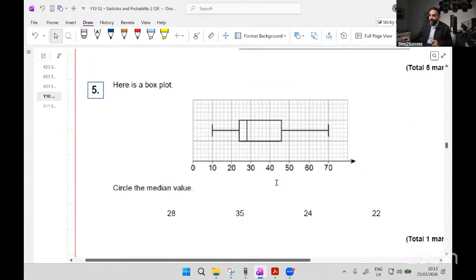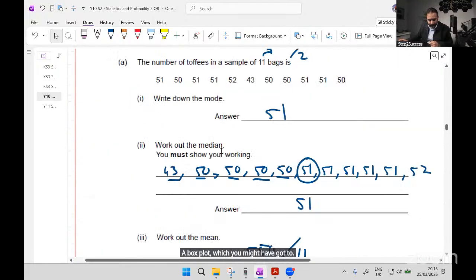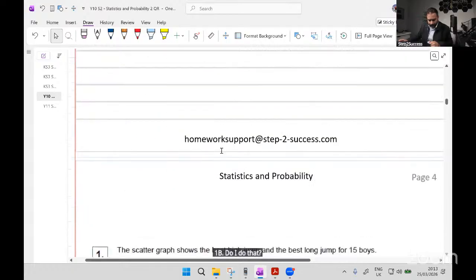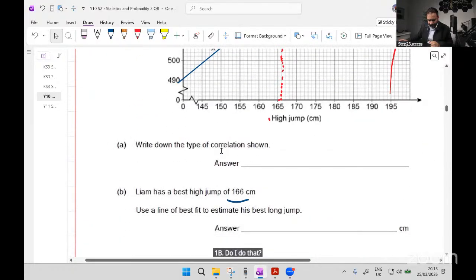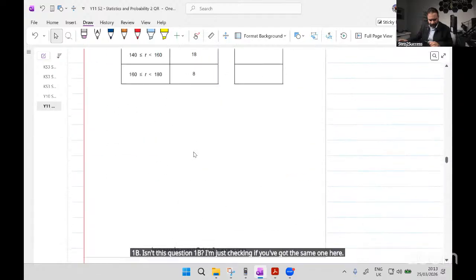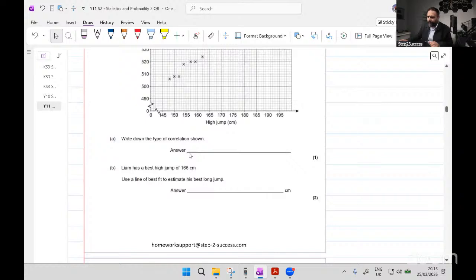A box plot, which you might have got to. 1B. Did I do that? Isn't this question 1B? I'm just checking if you've got the same one here. I don't know how you would word it.